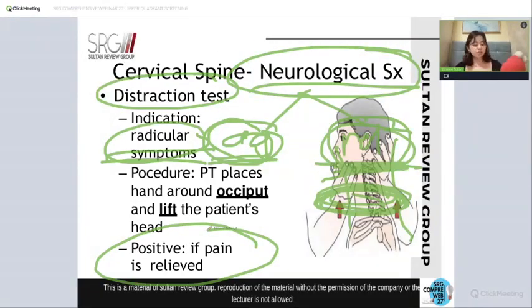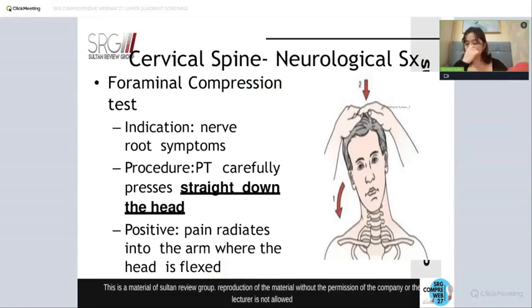For your aggravating test, we have what we call the foraminal compression test. Okay? So how do you perform this one? The foraminal compression test has 3 parts. The first part is you press the head downward, toward the spine. The first one is you press the head downwards with the patient in neutral head position. So neutral head position, then press down.